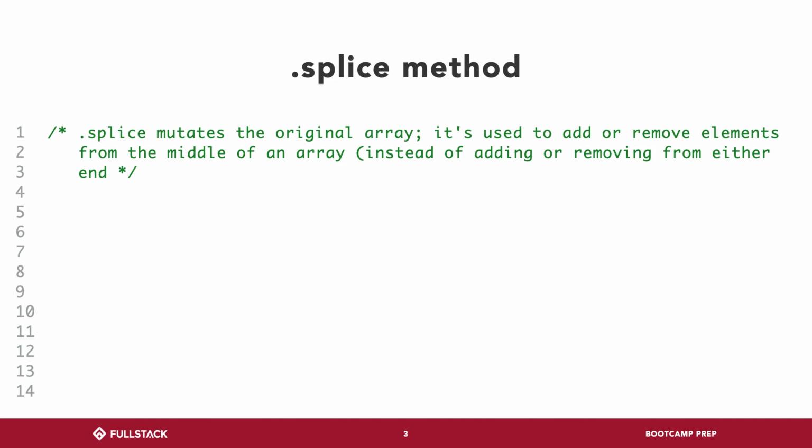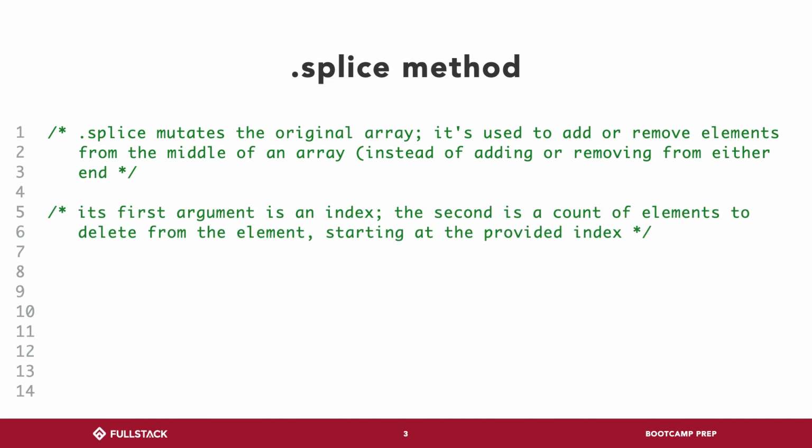Okay? Splice is used to add or remove elements from the middle of an array, instead of adding or removing them from either end, like push, pop, unshift, and shift. Its first argument is an index. The second is a count of elements to delete. We're going to start at the provided index. And it returns a new array with all of the removed elements.